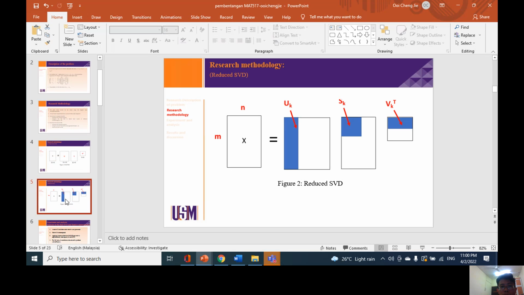In this slide, I'm going to talk about the reduced SVD. Similar to the earlier one, there will be 3 matrices. The only difference is the different size for the U, S, V. The different size for the 3 matrices is quite convenient to be used because it's more computationally efficient.